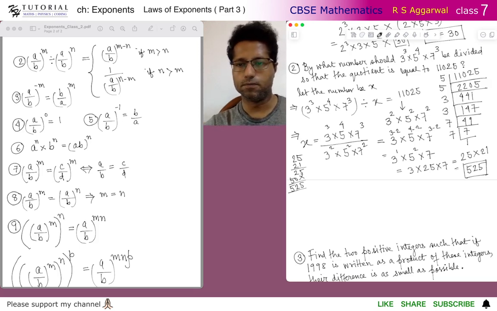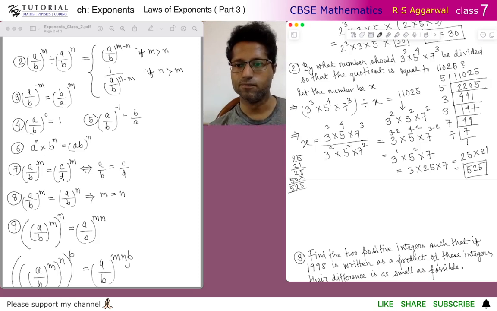3 cube multiplied by 4 cube, 4 to the power 4 multiplied by 7 cube should be divided by 525 to give 11025. Okay. I hope I am right. If I am wrong anywhere in doing some calculation mistake, please do let me know in the comment section.